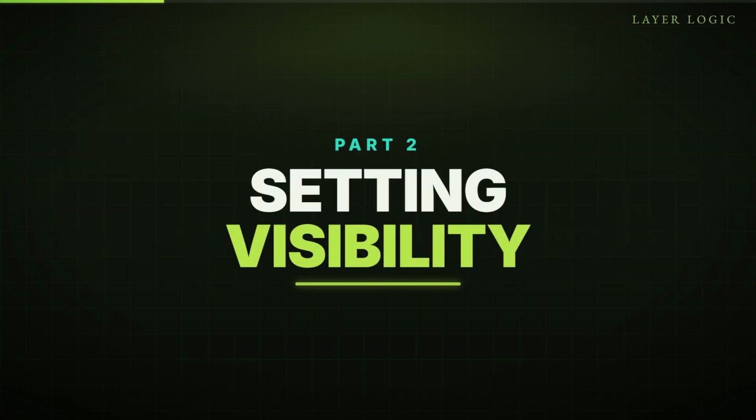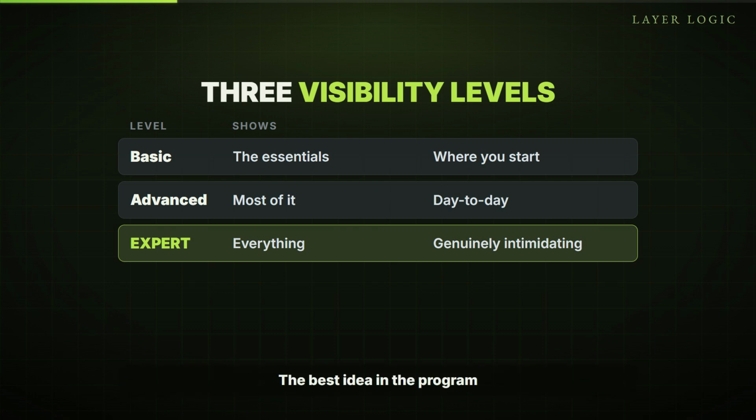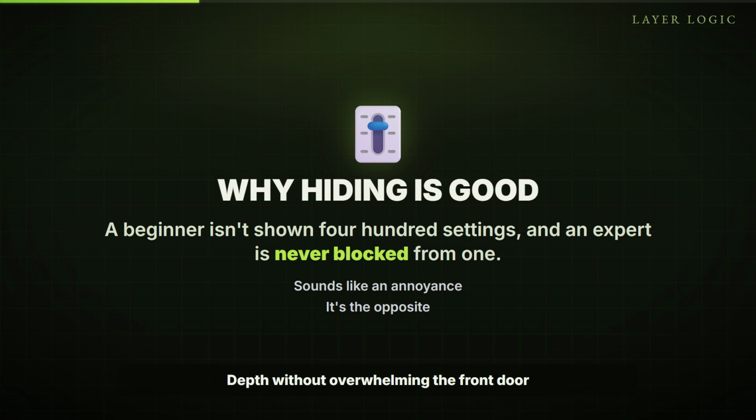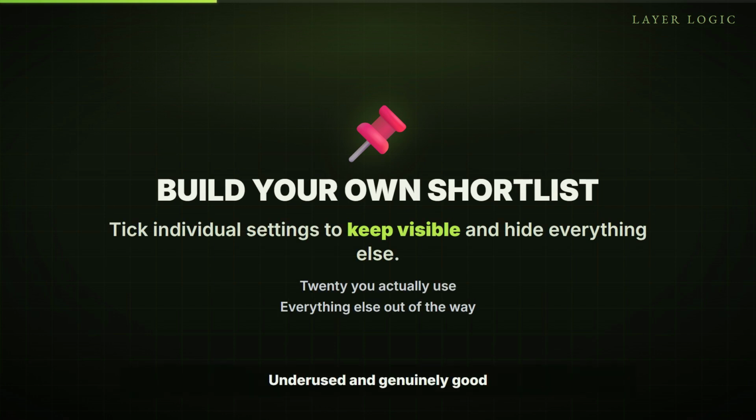Chapter 2: Setting Visibility, which is the best idea in the program. By default, Cura hides most of its settings. There is a visibility control that switches between basic, advanced, and expert reveals a genuinely intimidating number of options. That sounds like an annoyance, and it is actually the opposite. It means a beginner is not shown 400 settings, and an expert is never blocked from one. You can also tick individual settings to keep visible, so you can build a custom shortlist of the 20 you actually use and hide everything else.